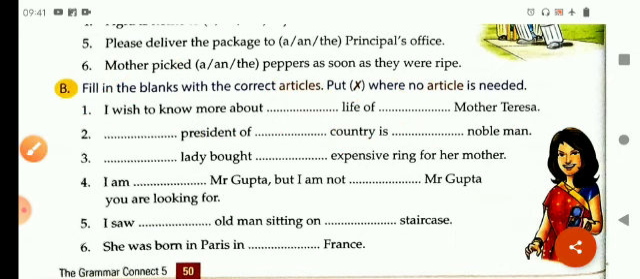And in this way, children, you can complete the rest of the exercise. And I hope you have understood articles.